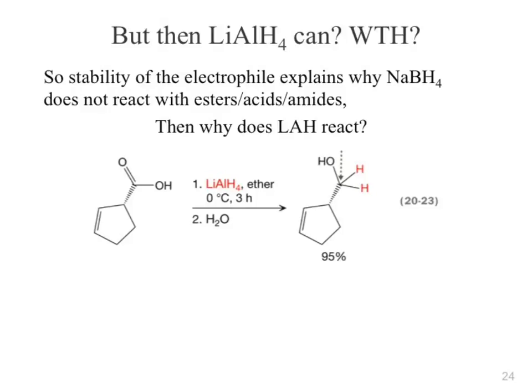Okay. How do we quench borohydride and lithium aluminum hydride? How do we stop those reactions from happening? Cold, and finally, add acid. What do we start with here? An acid, and what do we end up with? A 95% yield of the full reduction.